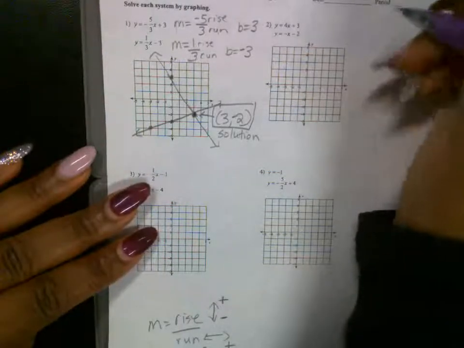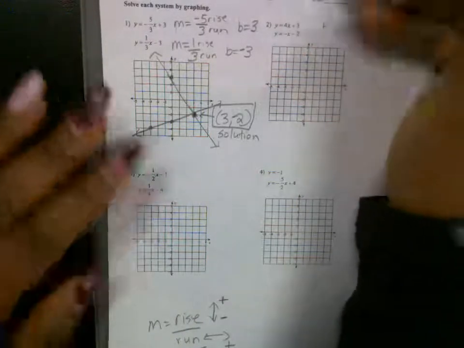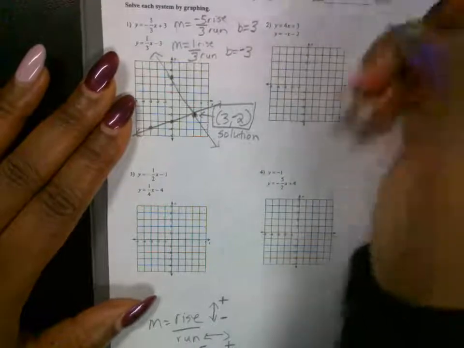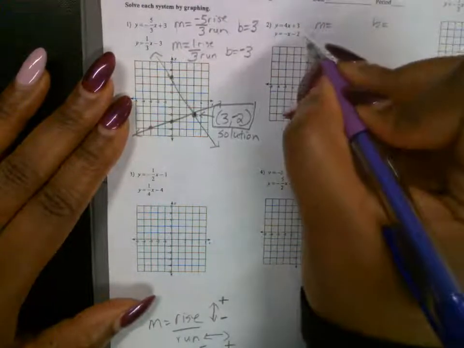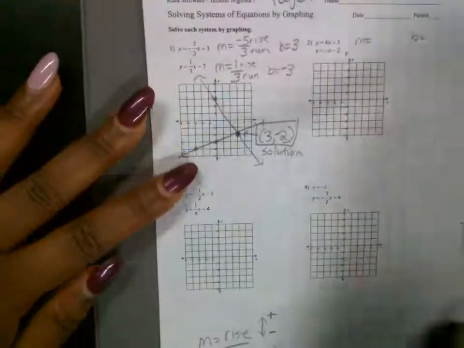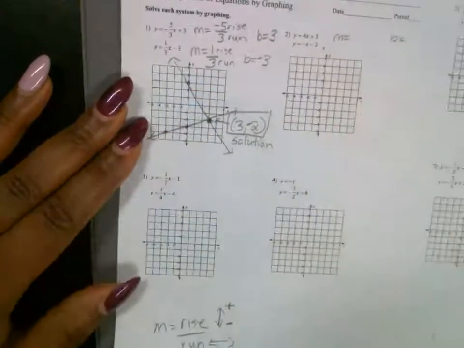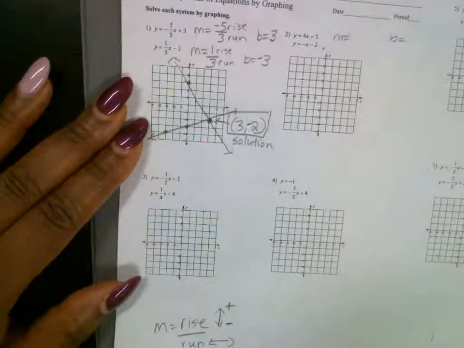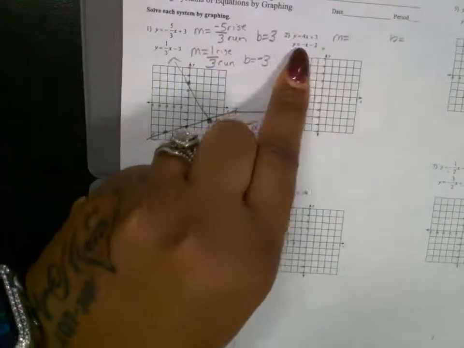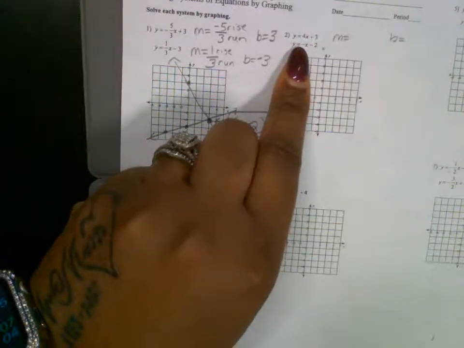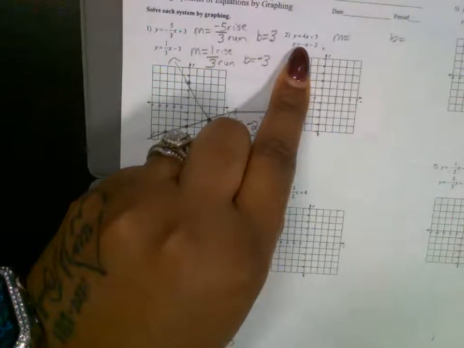Number 2. I want you to label your M and your B for the first equation. Actually, label it for both of them. Let's do one at a time because I might confuse you. What's your M and what's your B for the first equation? What's your M, Taylor? 4. Good job.